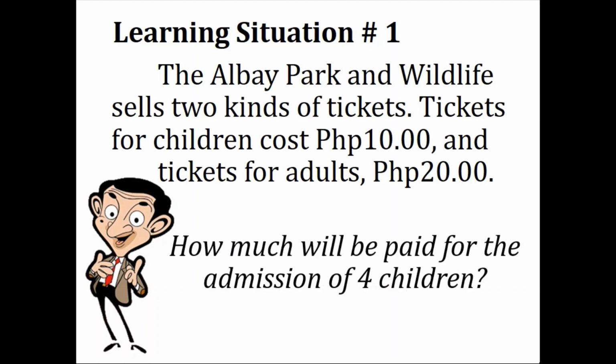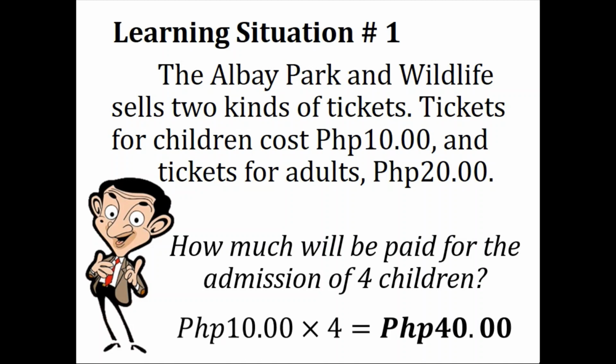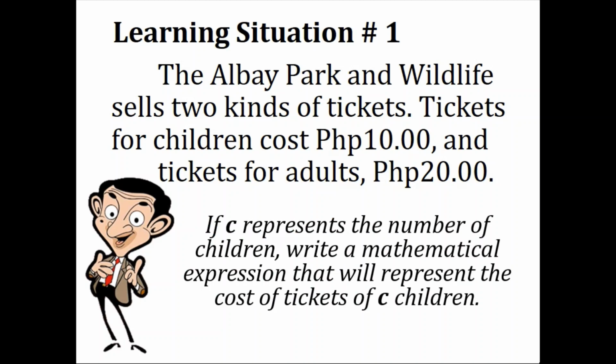How much will be paid for the admission of 4 children? It's going to be 40 pesos because the ticket for the children costs 10 pesos. 10 by 4, that's equal to 40 pesos. If C represents the number of children, what is the mathematical expression that will represent the cost of tickets of C children? Since to get the total cost for children, we multiply 10 by the number of children, so to represent it mathematically, we will have 10C.